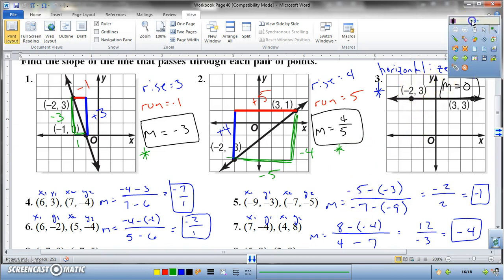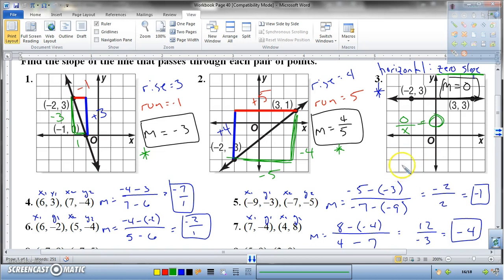Number 3, I have a horizontal line. All horizontal lines have a slope of 0 because I'm not moving up and down. I'm only moving left to right. So I have 0 as the change in my y, and then I'm going to have some value for my change in x. But since there's a 0 in the numerator, I'm always going to get 0 as my slope there.